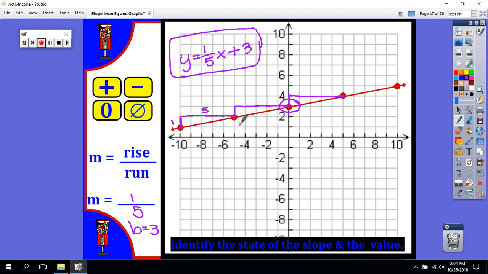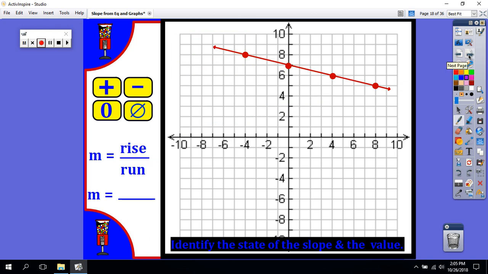We're going to do one more. This one's different. What do you notice about it? It's going downhill from left to right, which means the slope of this one is negative. So I can already tell you that this number right here is going to be a negative just by looking at the direction of the line.